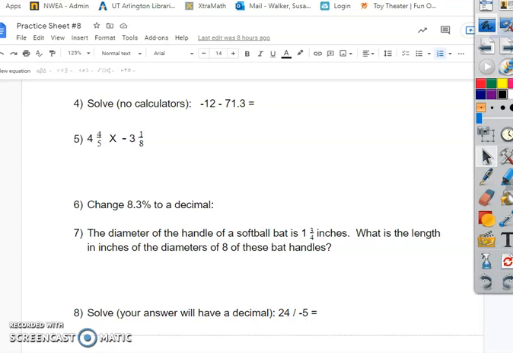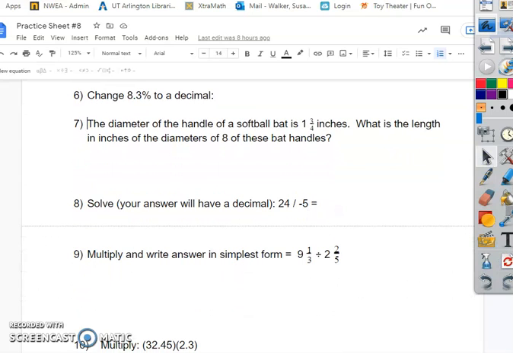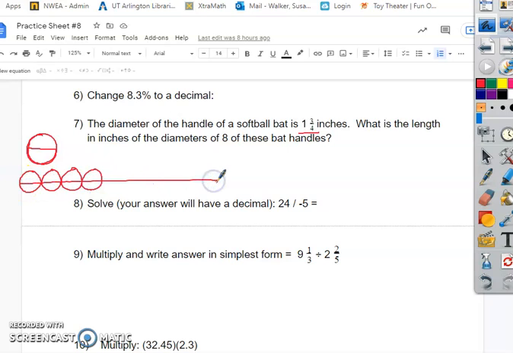Okay. So let's look at number 7. The diameter of the handle of a softball bat is 1 3/4 inches. So if you think of the end of a bat, how it's circular, they're saying that the end of it is 1 3/4 inches, so close to 2 inches. What is the length in inches of the diameter of 8 of these bat handles? So they're basically saying, like, here's a bat, here's a bat. Y'all know I'm not good at doing this. And they would have like 8 of these. So they're trying to find that entire distance for 8.